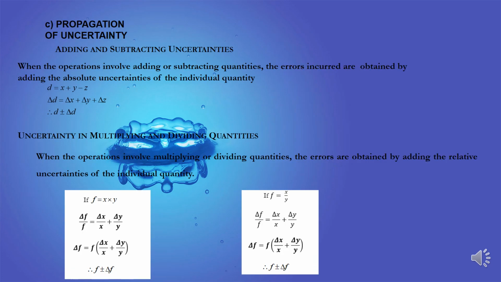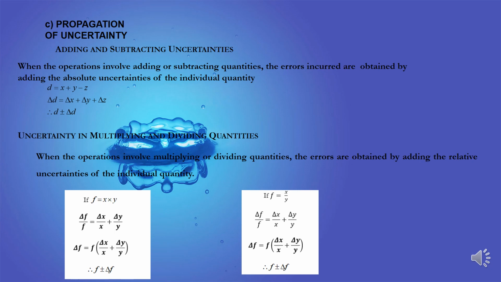The third type is the propagation of uncertainty. When the operations involve adding or subtracting quantities, the errors incurred are obtained by adding the absolute uncertainties of the individual quantity. For example, if you have an expression d equals x plus y minus z, the uncertainty of d is obtained by adding the uncertainty of x, y, and z respectively. You will apply this concept when you want to find out the uncertainty of the mass of water when you do part B in experiment 1.